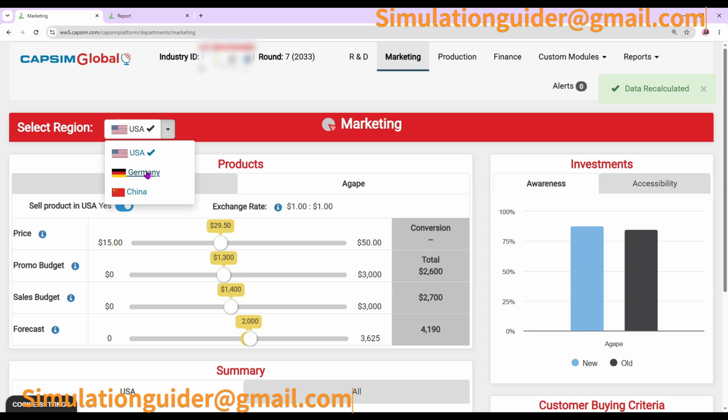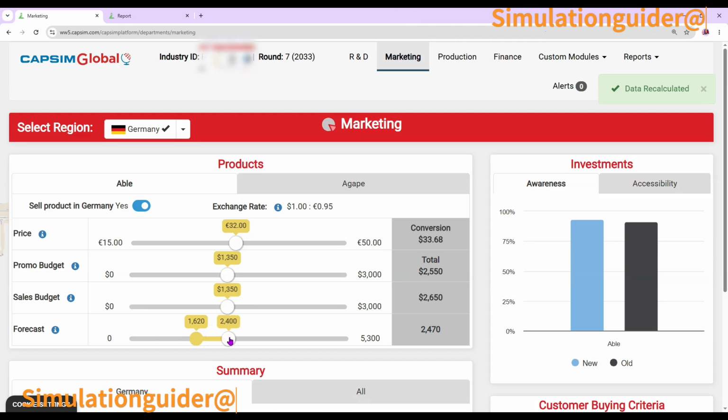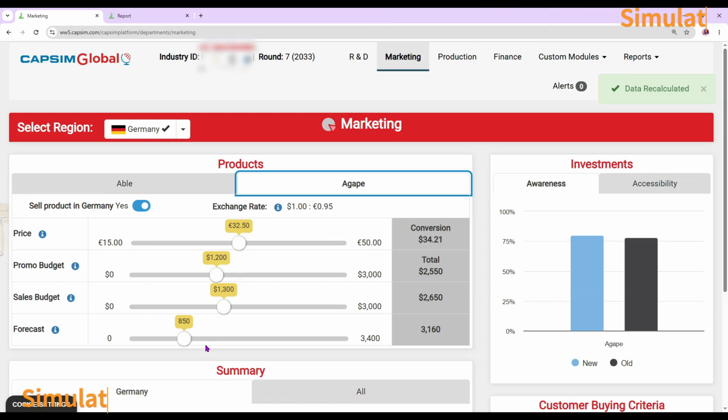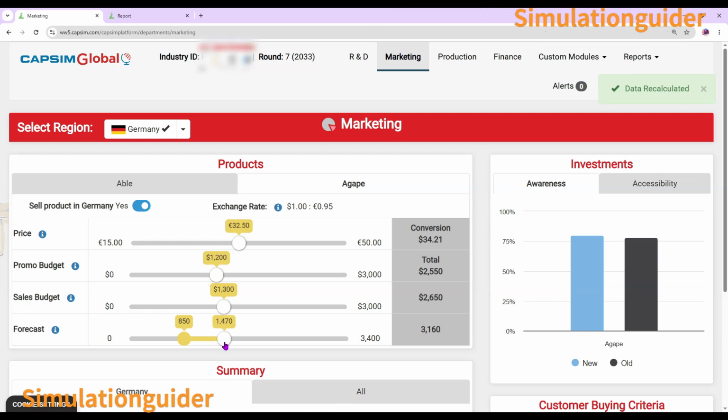Next on is the second market, which is Germany. Germany also, we're selling both our products. Price, I won't change it, it's quite fair, 32 for the Able product. Promo budget 1350, sales budget 1350, which is quite fair. For the forecast, I'll adjust it to around 2310. These are the calculations that I made when going through the report. And for the Agep, also I won't change the pricing. Promo budget I won't change, sales budget I won't change, but I'll change the forecast to around 1500. Let's give it 1420, which is quite fair.